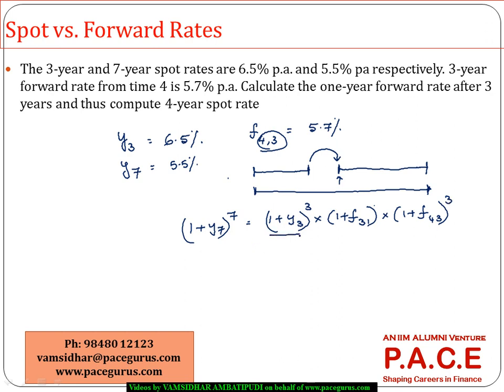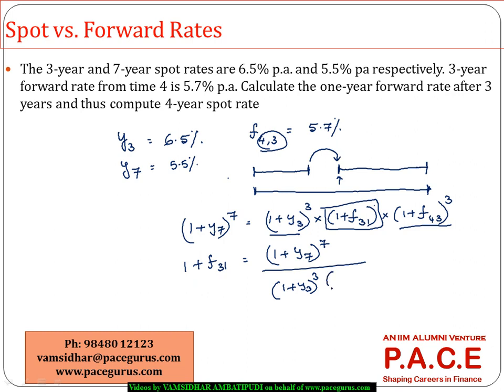So this value is known, this value is known, only this is unknown. So from here I can compute my 1 plus f31 as 1 plus y7 to the power 7 and divide the same by 1 plus y3 cube multiplied by 1 plus f43 cube. Right, so let's try that out.